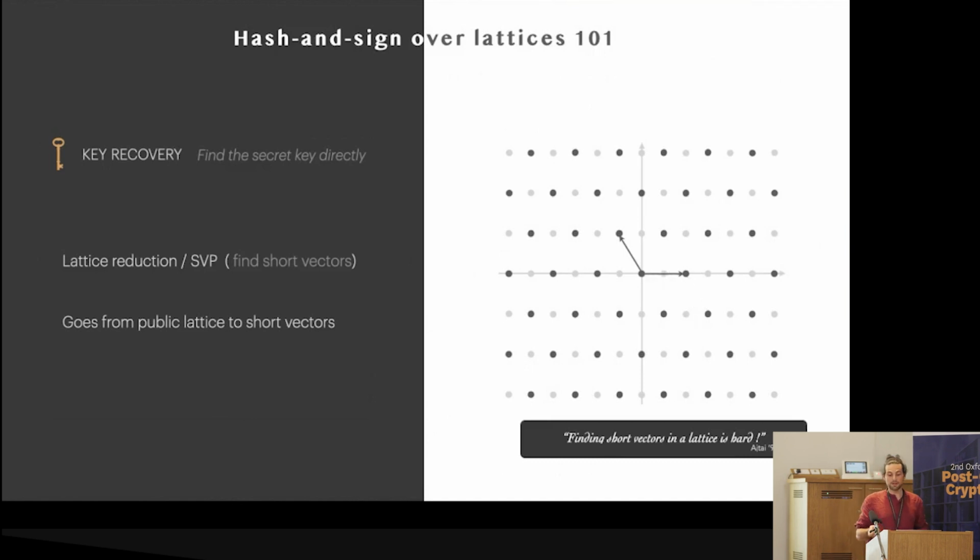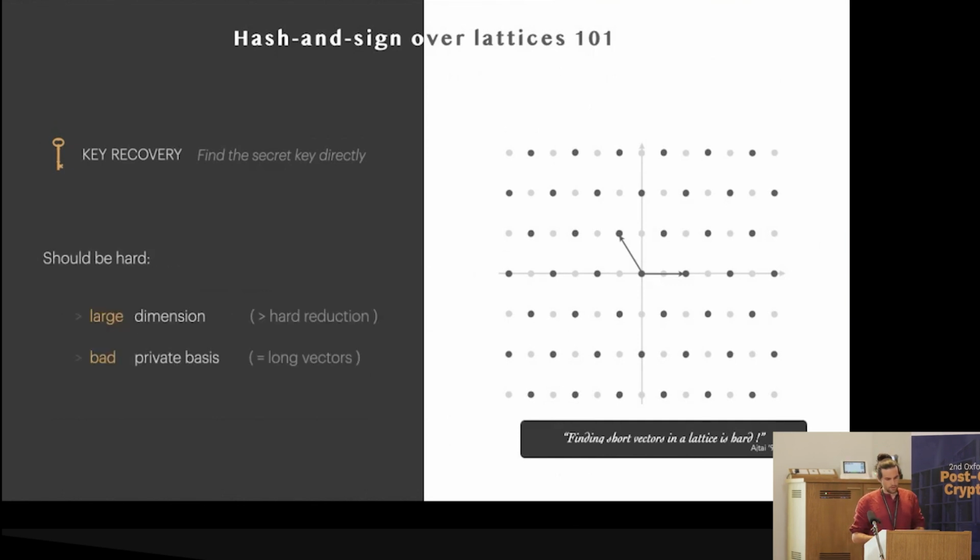Here you have lattice reduction in dimension 2. So I was starting with a bad basis, and with some clever manipulation of the vectors, I found the short vectors. This amounts to what is called lattice reduction in general. And so to have this problem difficult, you want 2 things. You want to be in large dimension, because as Aitai said, finding short vectors is hard, but I should add in high dimension. And you also want a bad public basis. Because if you start with public short vectors, you have nothing to do, you're already broken. So, okay. You want high dimension and a bad public basis.